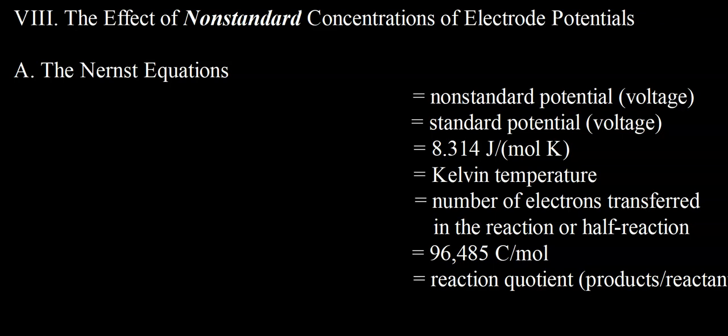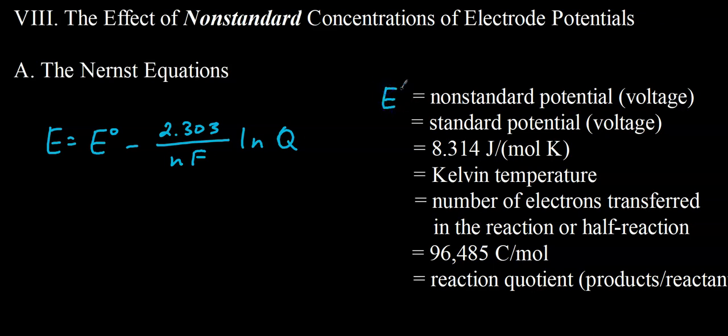So here's one form of it. There's a couple, actually. So we have E equals E naught minus 2.303 times RT over nF times the natural log of Q. Our non-standard potential, so potential difference at non-standard conditions, is E. E naught, of course, is at standard conditions. R is our ideal gas constant.